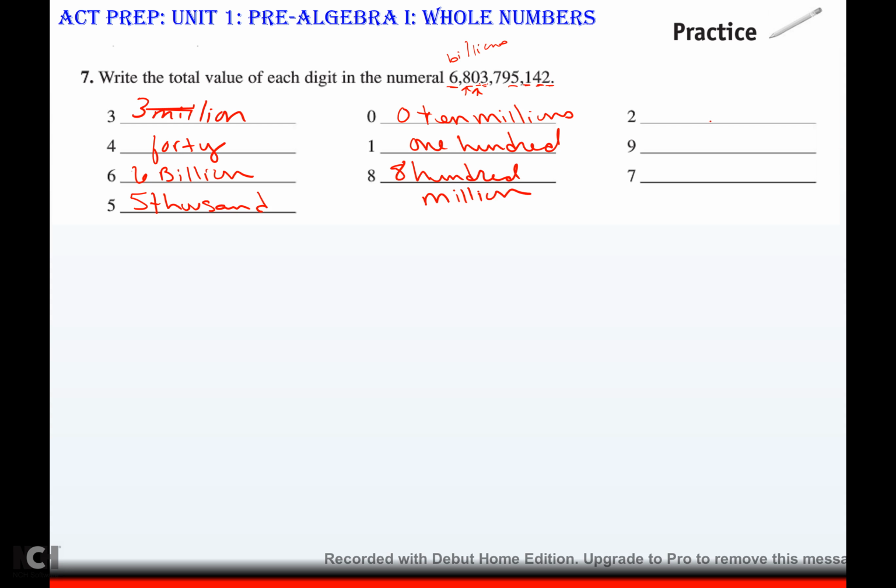Okay, the 2 is in the ones place, so that's just worth 2. The 9 is in the 10,000s place, so that would be 90,000. And the 7 is in the 100,000s place, so that would be 700,000.